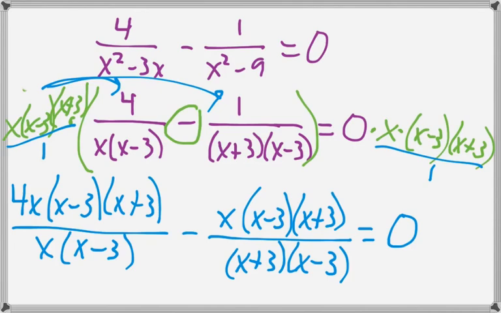And now we have some factors that will simplify. We have x over x here. We have x minus 3 over x minus 3. And in the second fraction, we have some x minus 3 and x plus 3 factors that will divide out. So we've eliminated both of the denominators. We're just left with 4 times x plus 3 minus x equals 0.